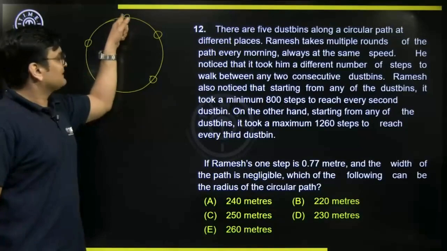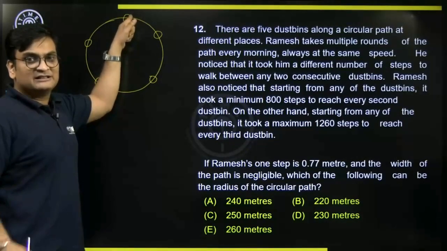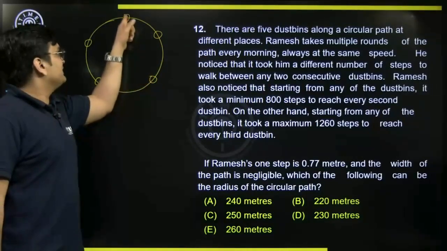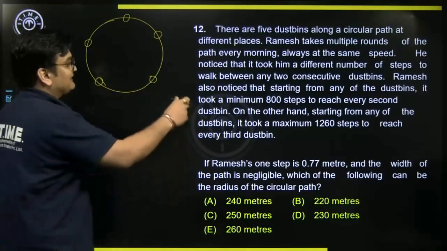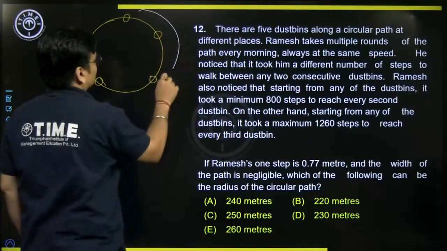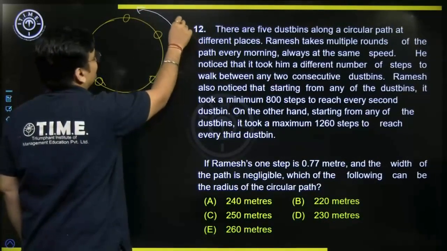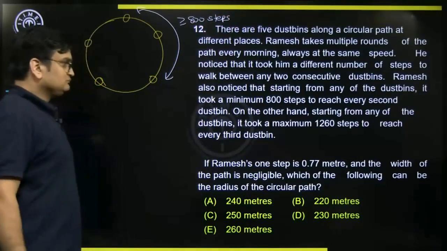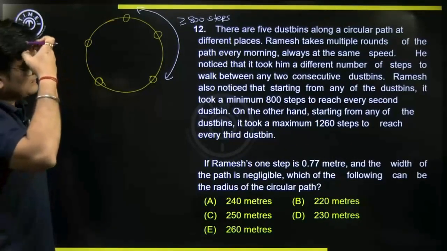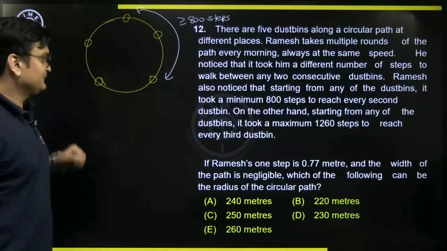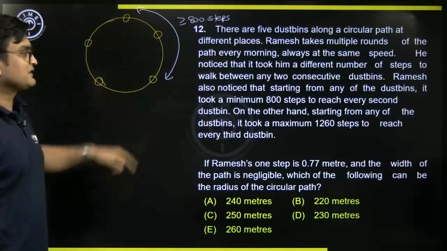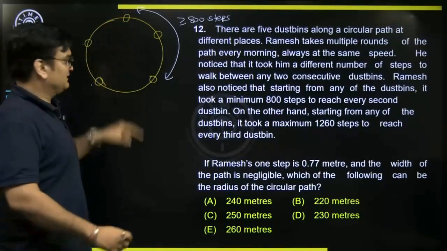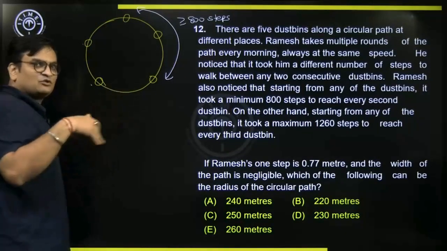So for example, suppose I am starting from here. From here, the second dustbin is going to be first dustbin, second dustbin. So from here to reach till here, I will take at least, it's going to be minimum 800 steps. On the other hand, starting from any of the dustbins, suppose this, it took a maximum of 1260 to reach every third dustbin. First dustbin, second dustbin, third dustbin. So I am writing it for this, but it's true for any other dustbins also.